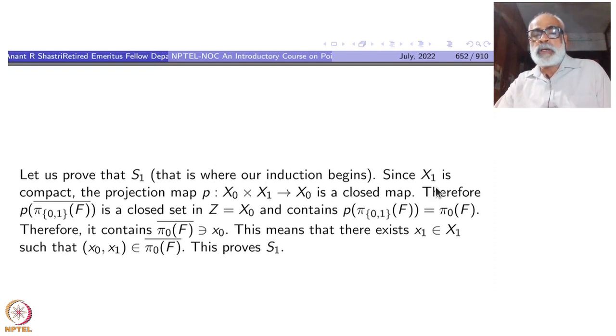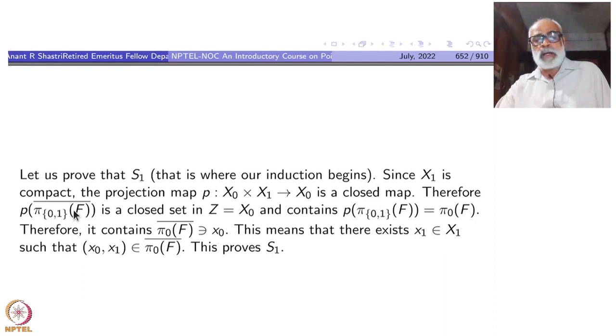What is X1? X1 is a compact space. X0 is Z. The projection X0 cross X1 to X0 is a closed map because X1 is compact. Therefore, if you take pi_{0,1}, this I could have written as the square bracket also here, no problem. Both of them are the same. There is nothing else between 0 and 1, by the way.